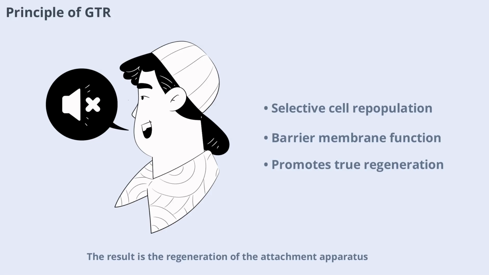The result is the regeneration of the attachment apparatus, including new cementum, periodontal ligament, and alveolar bone. This approach is a significant advancement over traditional methods that often result in long junctional epithelium, rather than true regeneration.